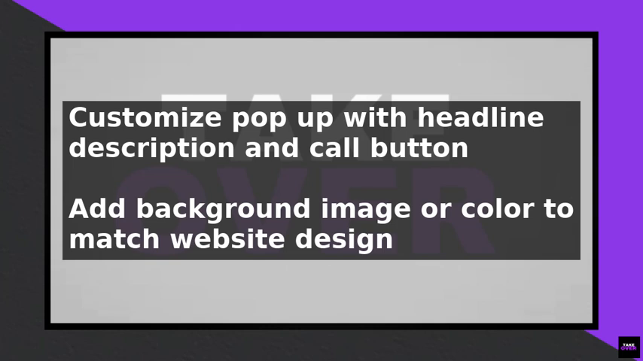Next, connect your email list by clicking on the Connect Your List button. If you don't have an email list, you can create one by clicking on the Create a List button. Follow the prompts to set up your email list and connect it to your pop-up.